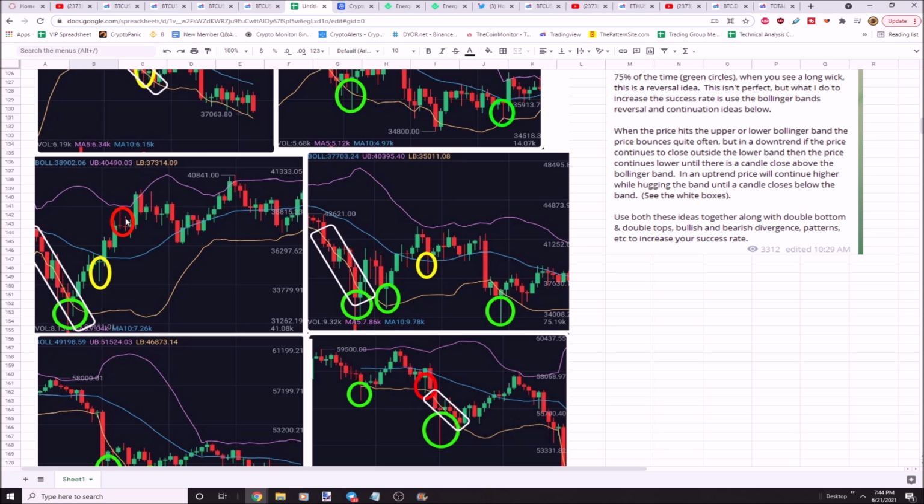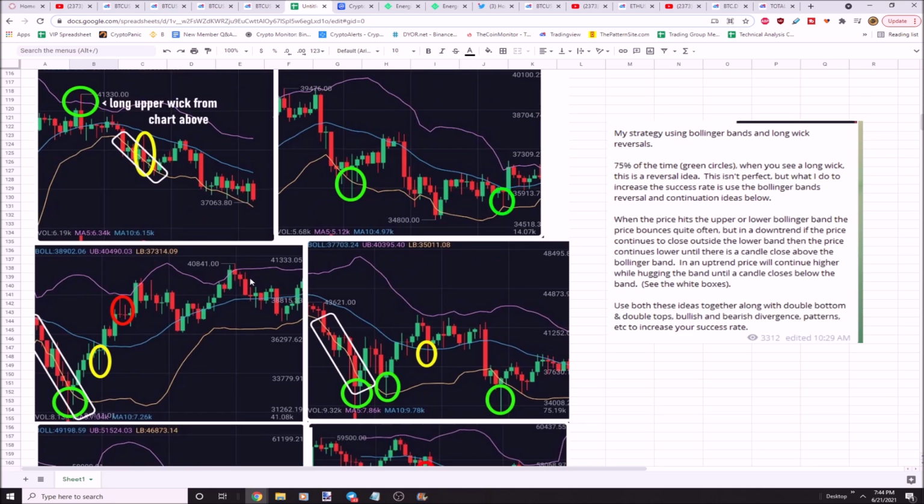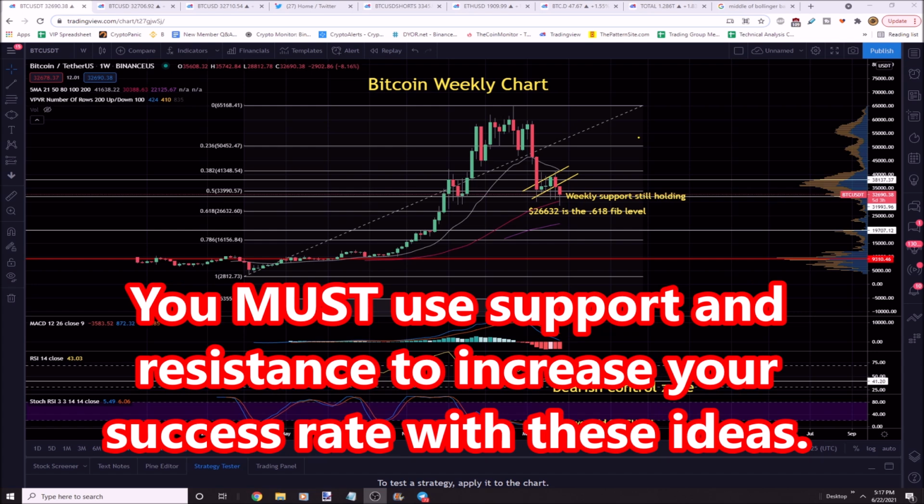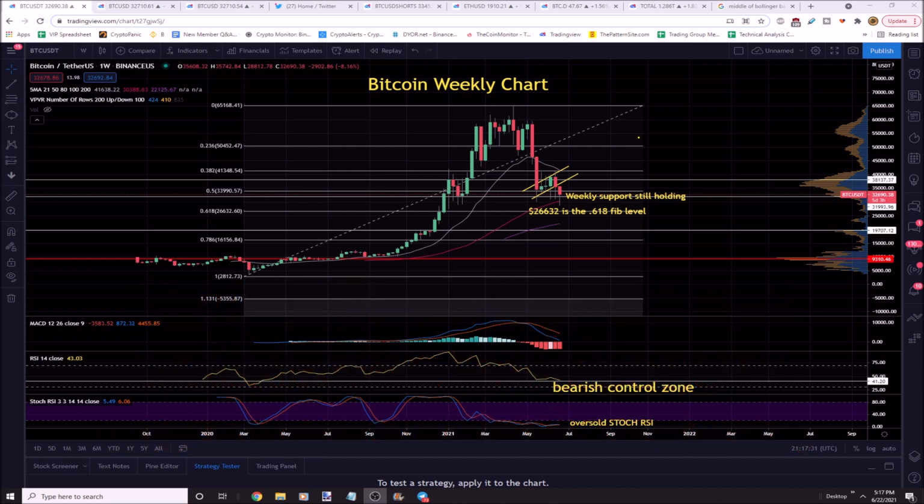It might be oversold bounces on the RSI. Whatever it is, just keep practicing to build confidence in trading. I cannot stress enough how important pairing these ideas with something as simple as support and resistance is. It will increase your success rate, so you must use support and resistance paired with all these ideas.